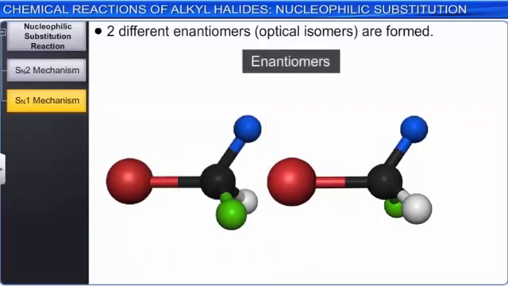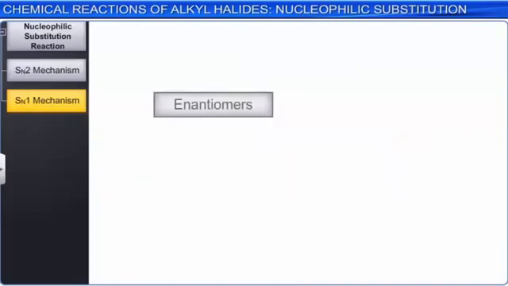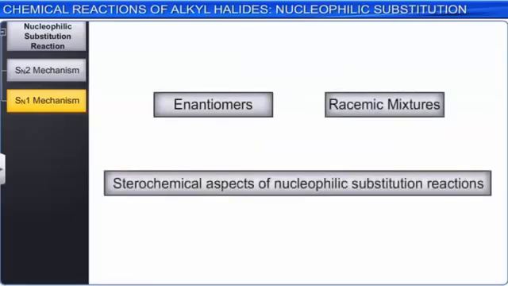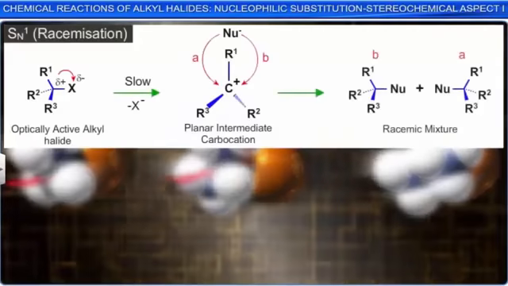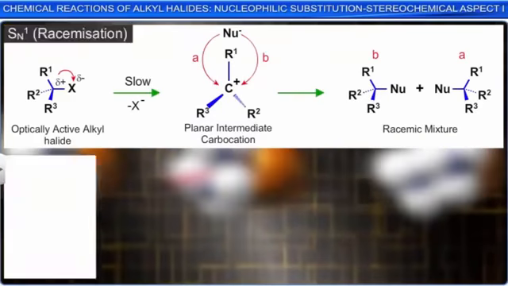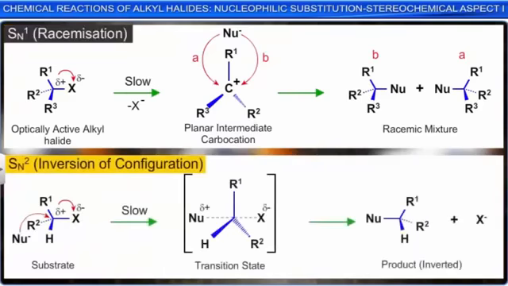In the SN1 mechanism, both enantiomers are equally likely to form. This is called racemization. And such 50-50 mixtures are called racemic mixtures. You will learn more about terms such as enantiomers and racemic mixtures, as well as about the stereochemical aspects of nucleophilic substitution reactions in the next module. You already know that an SN1 reaction proceeds with a complete racemization, while an SN2 reaction proceeds with a complete inversion.